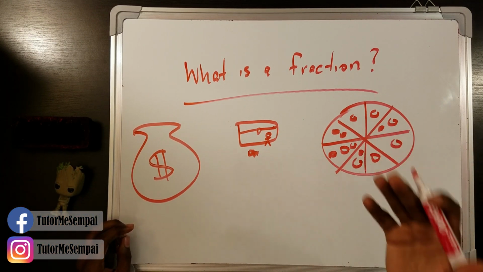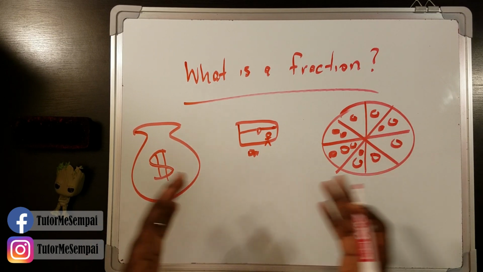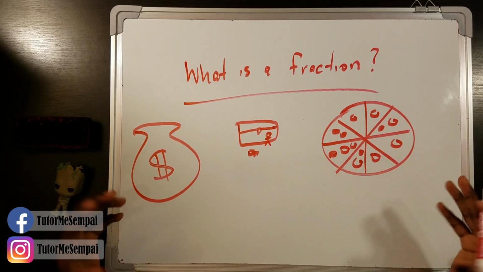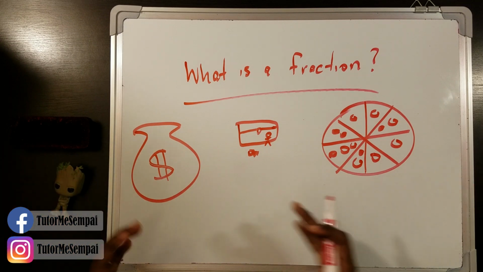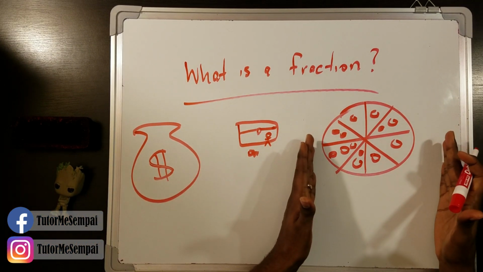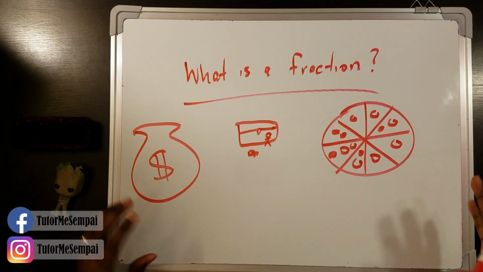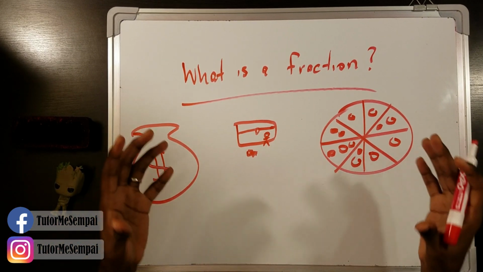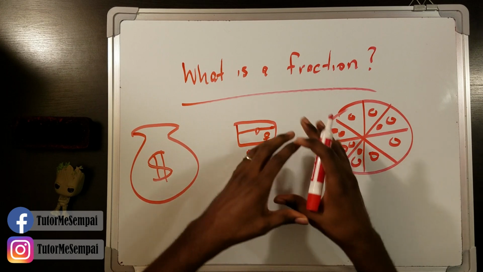So when we're talking about fractions, we need to first understand that we're going to be talking about groups, right? Big groups of bags of money, boxes of toys, or slices of pizza. Big groups.